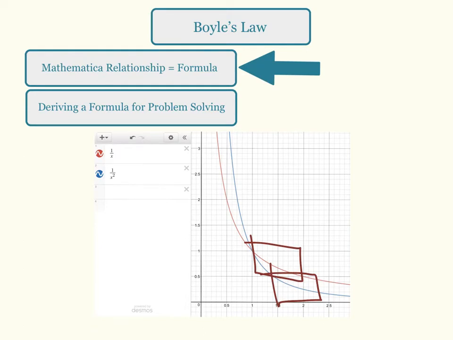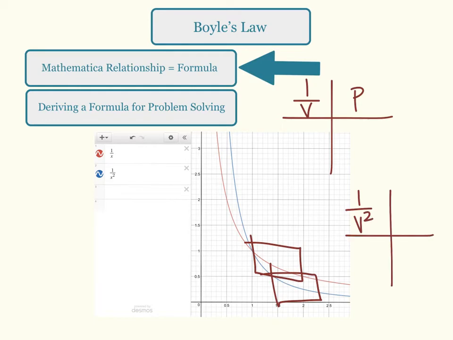So in a spreadsheet program, I'll set up two more data sets with the following patterns. I'll graph one, where I change the volume into 1 divided by the volume versus the pressure. And I'll do the other graph with a 1 over volume squared versus pressure.